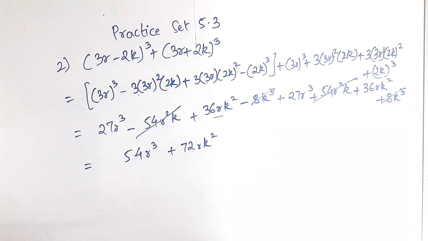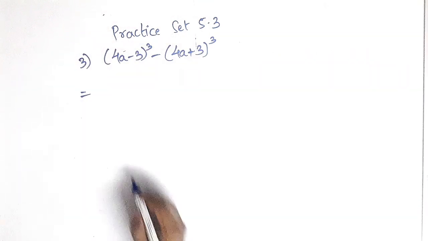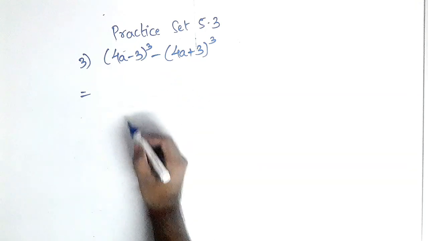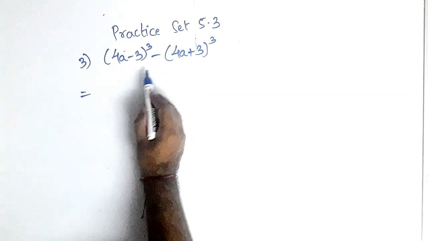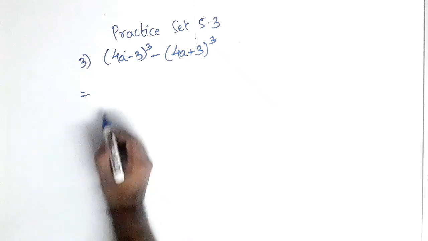Okay, let us move on to the third one. So the third one, as you can see, is (4a minus 3) the whole cube minus (4a plus 3) the whole cube. So here in between minus is there, so we'll use square brackets.